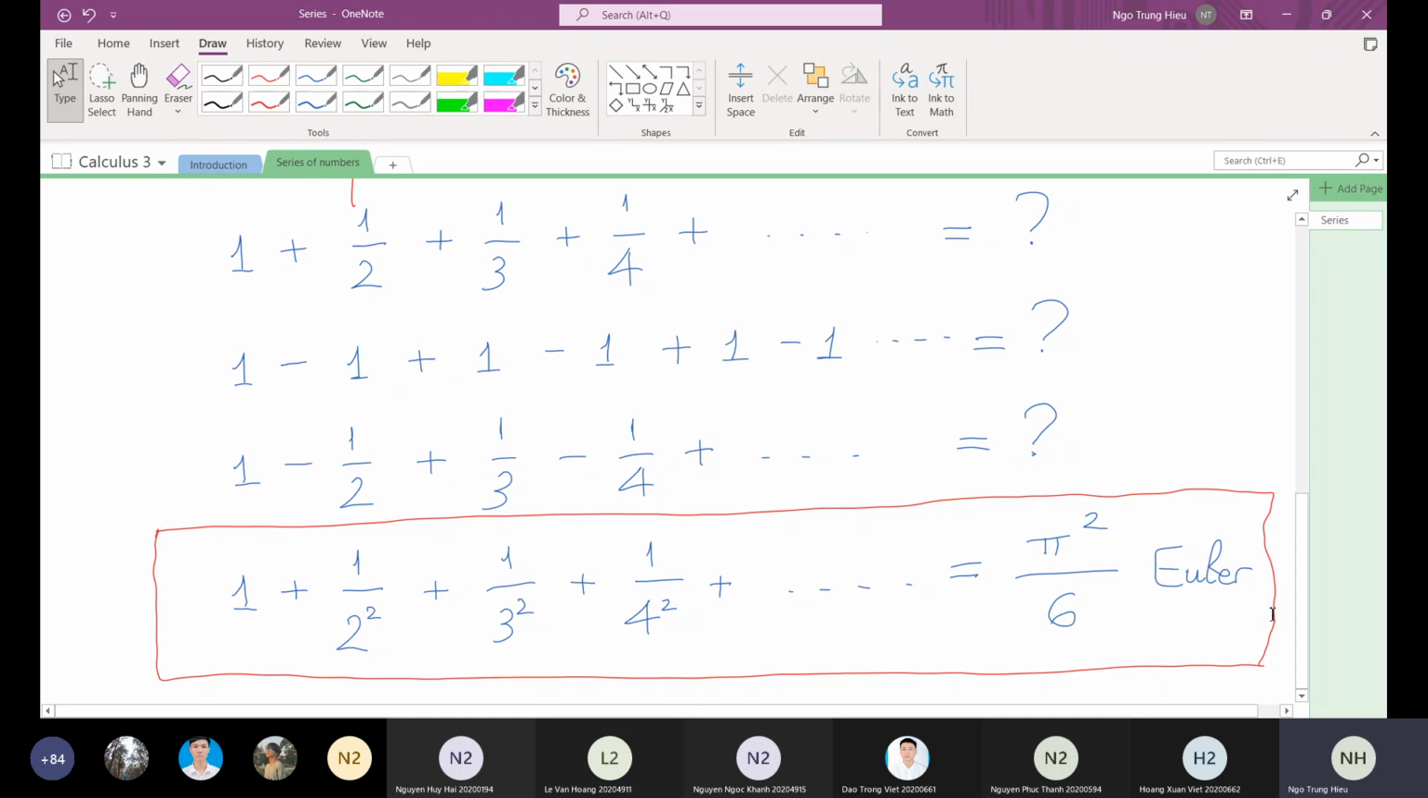So let's start with the definition of what a series is. I tend to use different colors when I write. For example, I use different colors for definitions, theorems, examples, exercises, and formulas, so that you can see them more clearly. All right, so let's start with our very first definition.